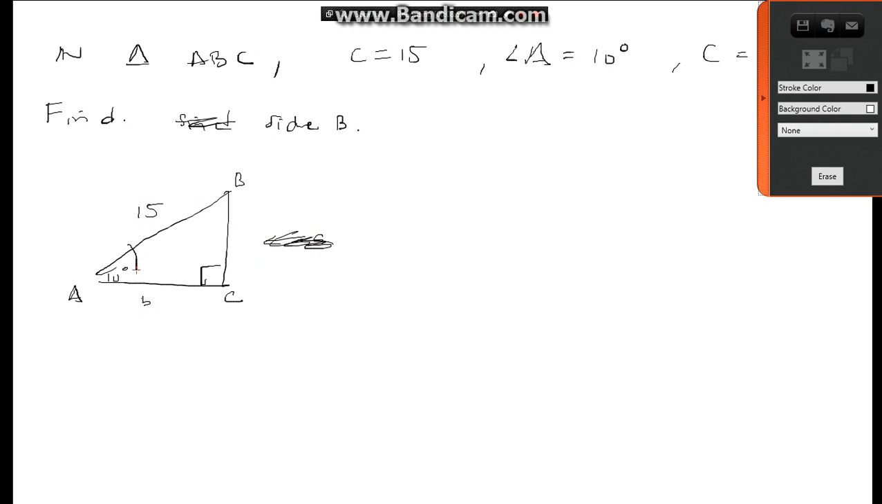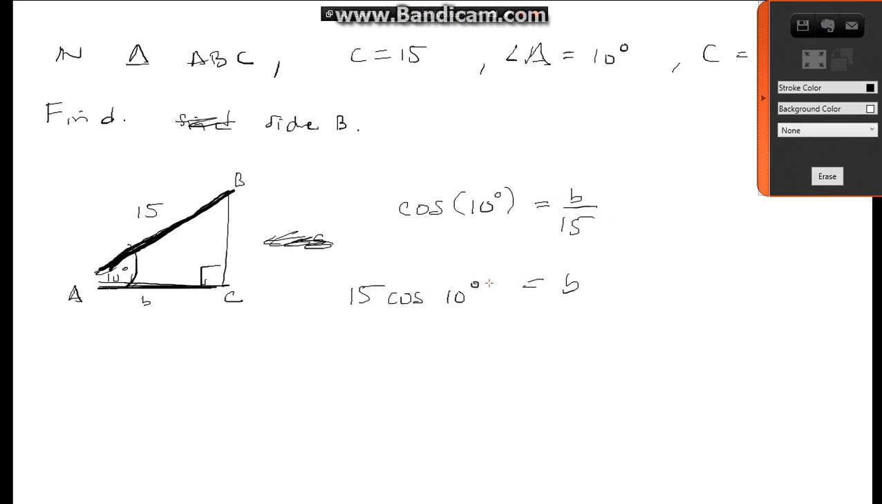So what do we know? We know this angle. We know the hypotenuse. And we know this side. Now, what is this side? That's the adjacent side. So what trig function deals with 10 degrees, the adjacent side, and the hypotenuse? Cosine should pop into your head. Cosine of 10 degrees is equal to b over 15. Remember, cosine of that angle is a number between -1 and 1, so all we got to do is treat it like a number. Solve for b. Multiply by 15. You get 15 cosine of 10 degrees. That is your answer. Very simple.